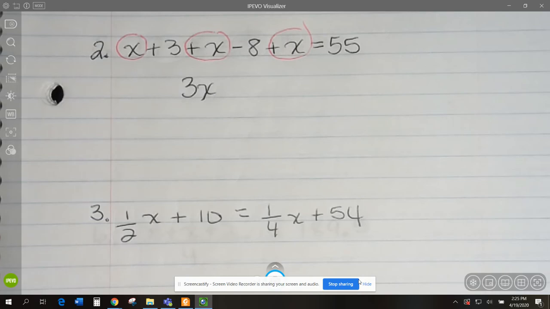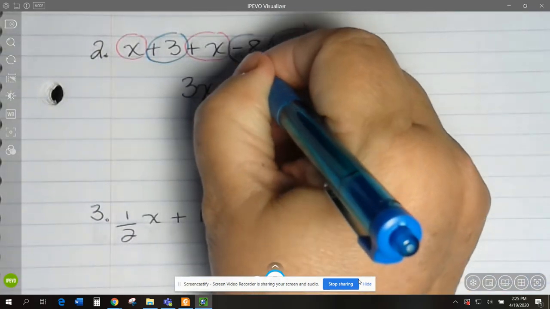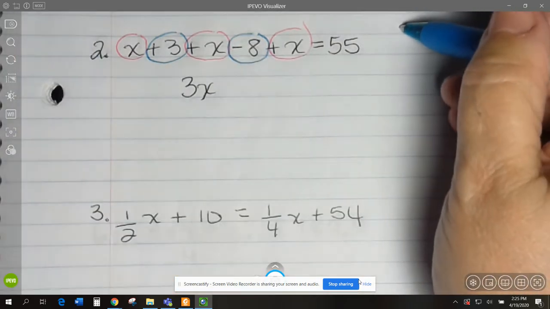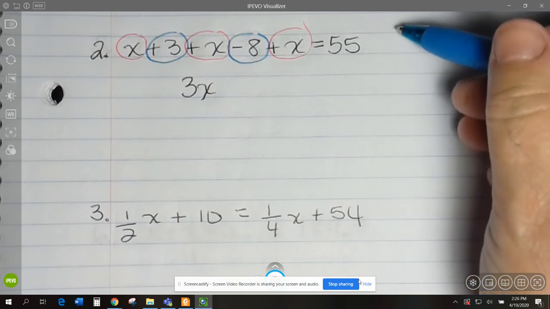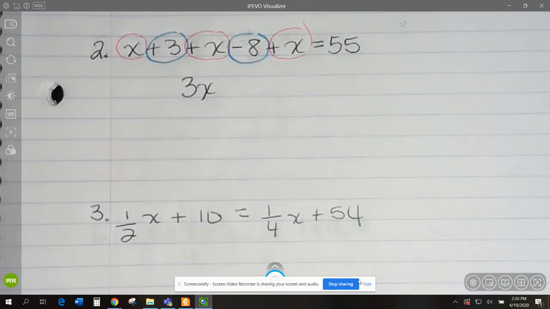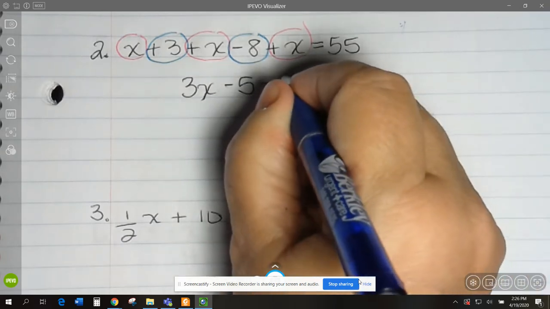Now let's do our constants. We have a positive 3 and a negative 8. So if I put a positive 3 and a negative 8 together, that's like starting at 3 on the number line and going down, because it's negative, going down 8. So if I start at positive 3 and go down 8, I'd end up at negative 5. So 3x minus 5 equals 55.